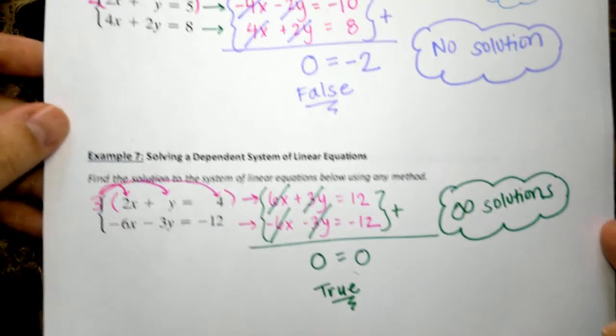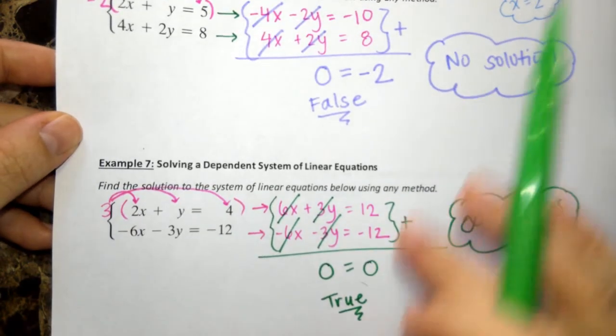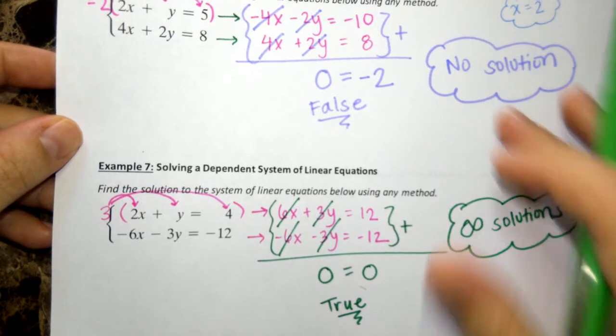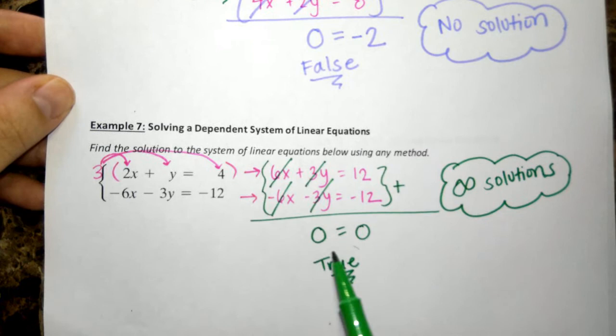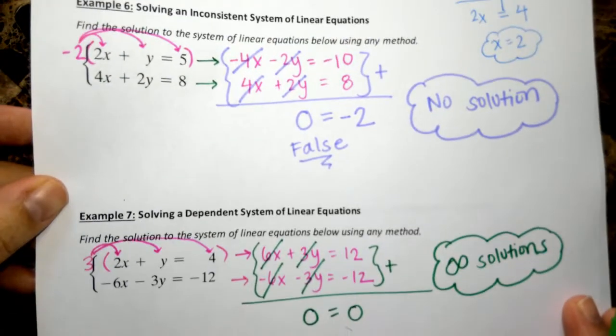Okay. So these two last examples, I know they are very similar, but they have different answers, so just make sure that you know the difference. A false statement means no solution, and a true statement means infinite solutions. Okay. All right, last page.